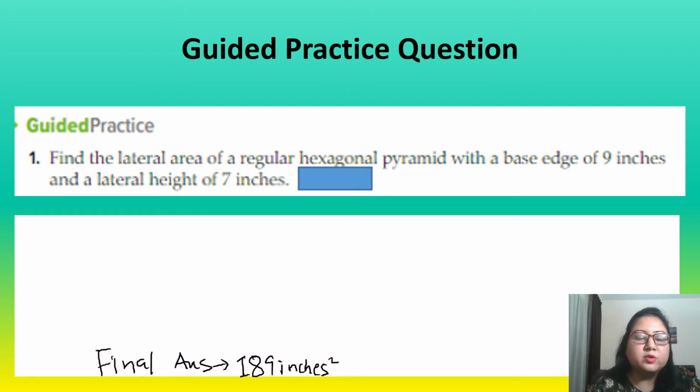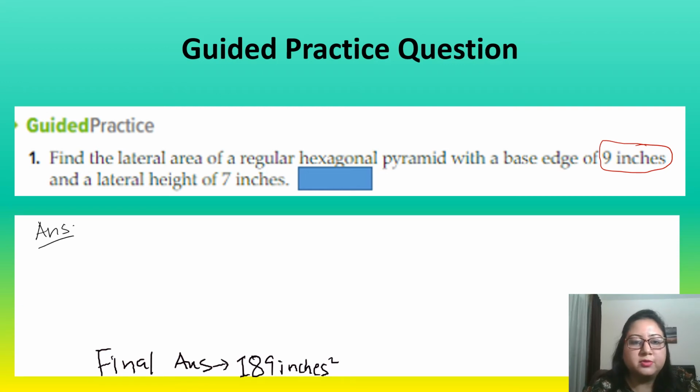So let's try one more question on lateral area of a pyramid, and I want you to try this with me. If you want, you can pause the video now and test yourself. Have you understood the concept? Have you understood the formula? Are you doing the correct calculation? And as I always say in my videos, when you're trying to solve a new question, first read it carefully, highlight what is given and what you need to find, and after you understand, plan out your method, plan out your steps of solving.